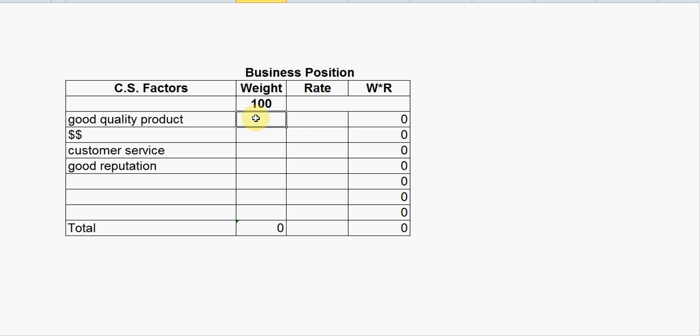Same as we did before, we need to weight these. So every single thing can't be as equally important. Let's say having a good quality product in this particular industry is fairly important. So we give ourselves 60 out of 100, or we give that factor 60 out of 100. So we're not looking at seeing how good we are at the moment, we're just rating each of these factors. So then we say, well, how important is it that the company has lots of money? And potentially it's not very important. Customer service could be seen as something that's fairly significant, followed by having a good reputation.